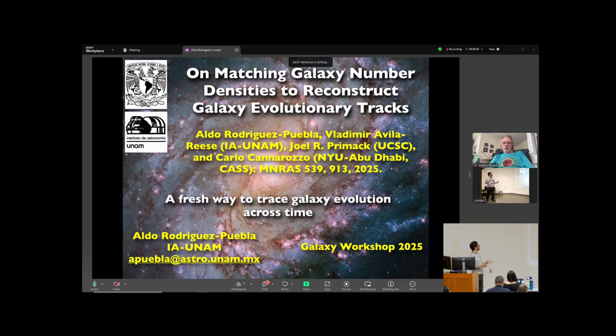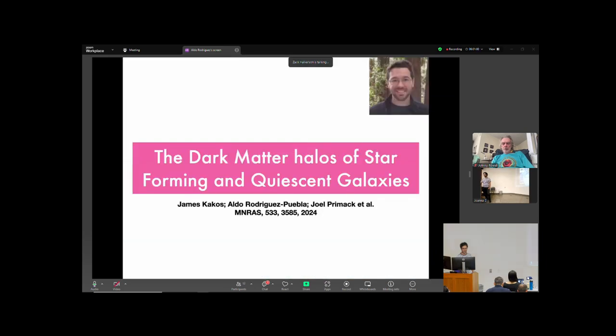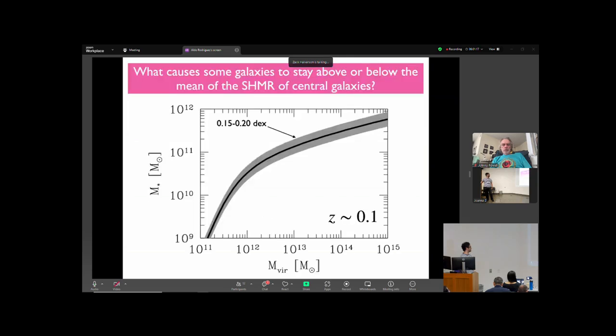Okay, so I will talk about this paper that we just published this year, but before going into that, I would like to show you some work that we've been doing in our group. The first thing that I want to show you is this paper published by our student, James Keikos, and the idea is to understand what are the dark matter halos of star-forming and quiescent galaxies.